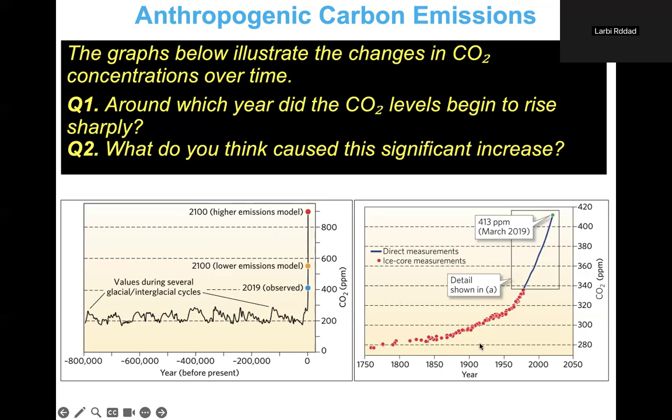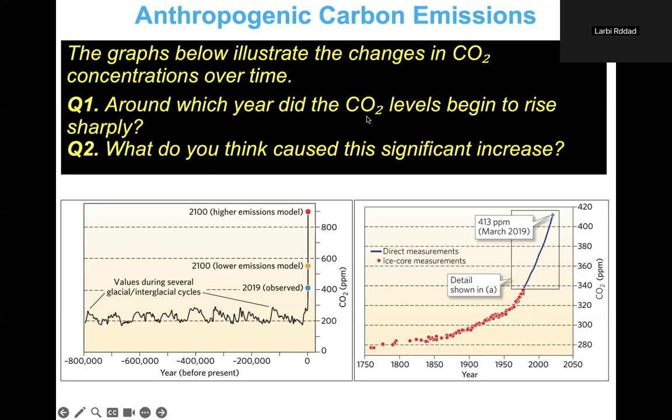So also here we have CO2 concentration from 1750 all the way to today. You can see again the rise in the carbon dioxide, and this CO2 here is measured from the ice cores, from the bubbles, remember? And from here, right here, before 2000, we have direct measurement.